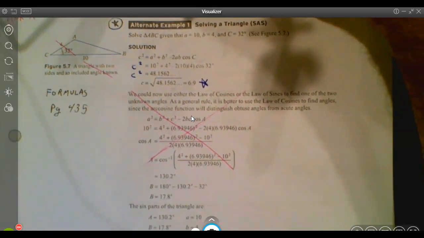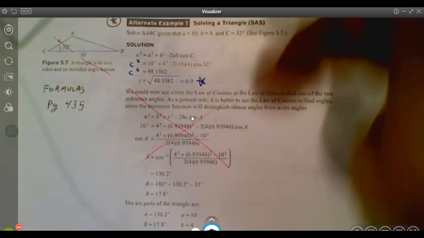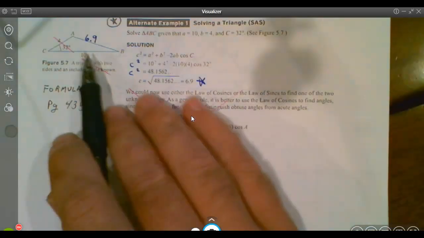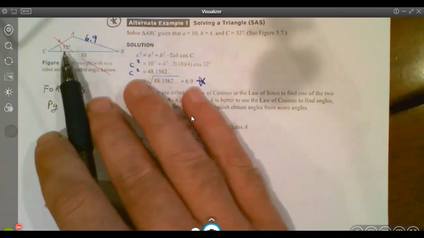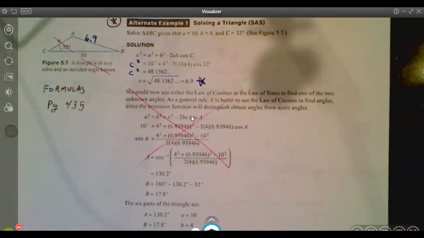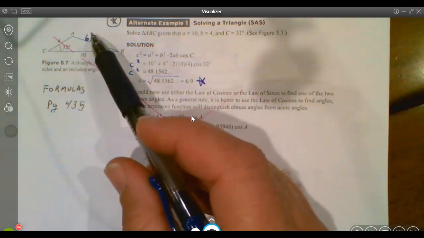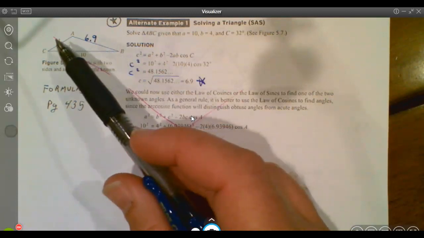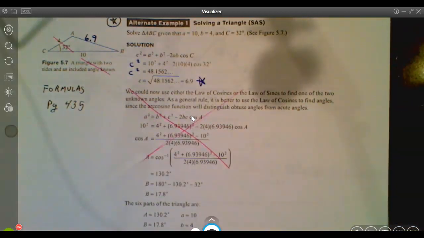All right, so let me bring you down a little ways. Once you figure out that side C is 6.9, you'll notice that we now have a complete ratio. I now know an angle and the side across from it, so moving forward, I have a choice. I could use the law of sines at this point, if we want to, because now I can say sine 32 over 6.9 equals whatever. I could say sine B over 4, and I could go on to solve it from there.